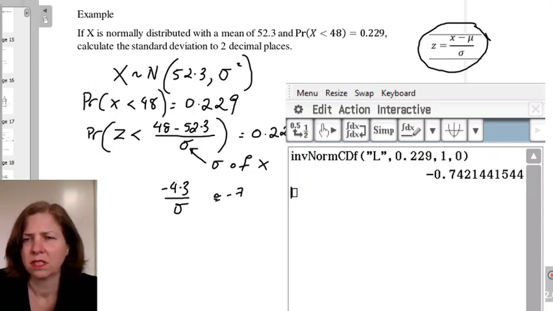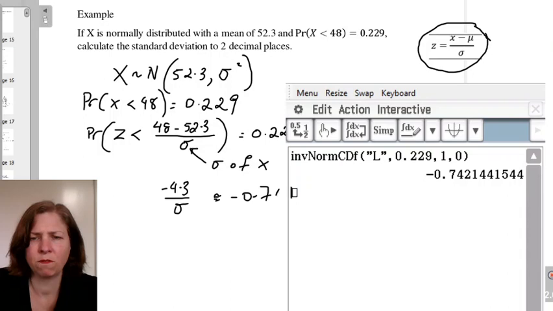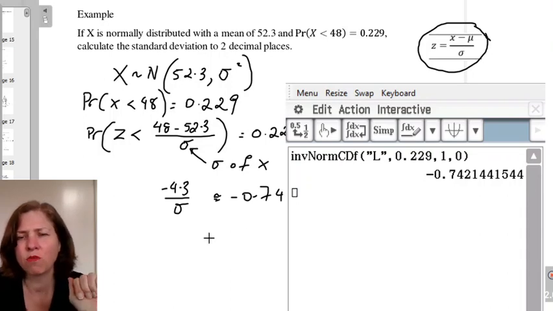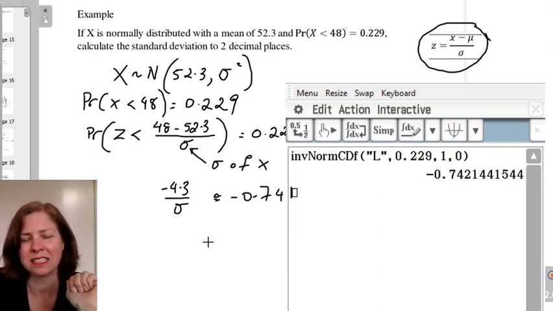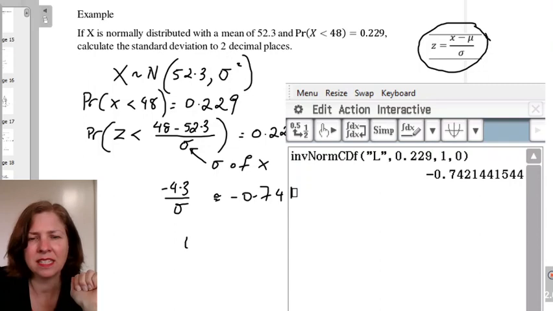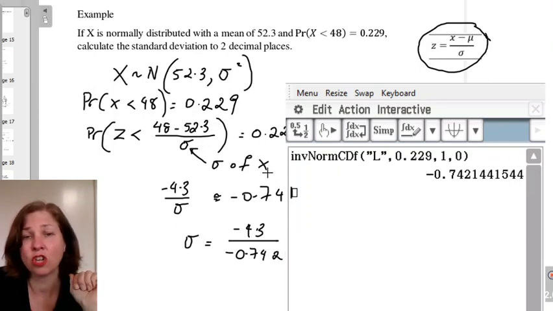I am going to write that in, negative 0.7421, but when I do my final calculation, I'm not going to use this rounded value. I'm going to keep the value that's in my CAS. So that means that sigma is going to equal negative 4.3 over negative 0.7421. Remembering this is the sigma, which is the standard deviation of my original x.